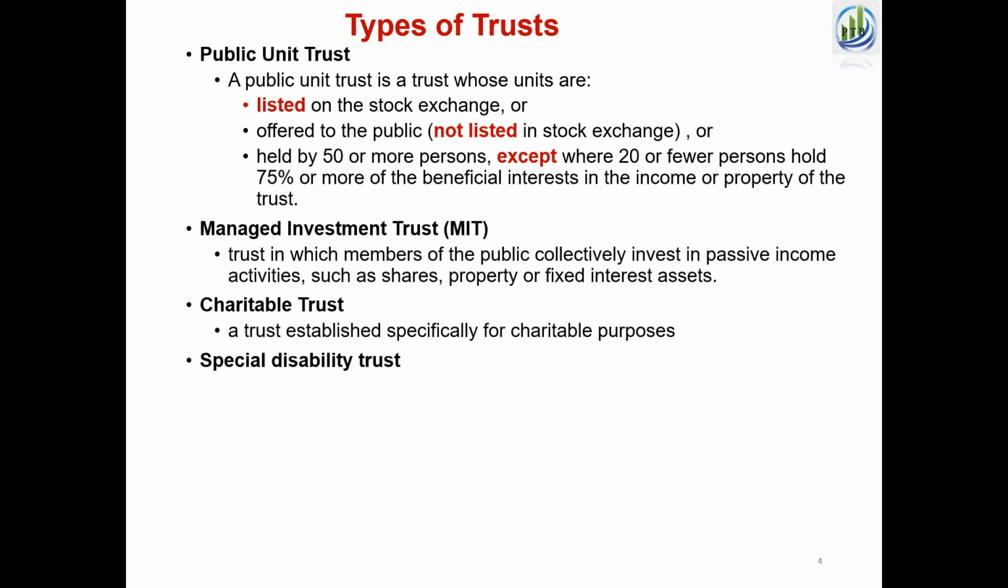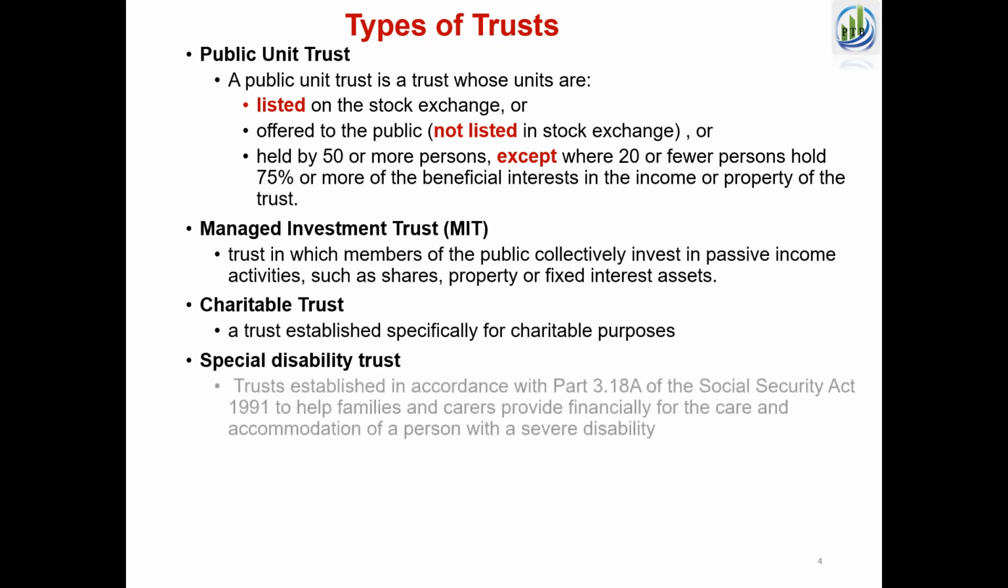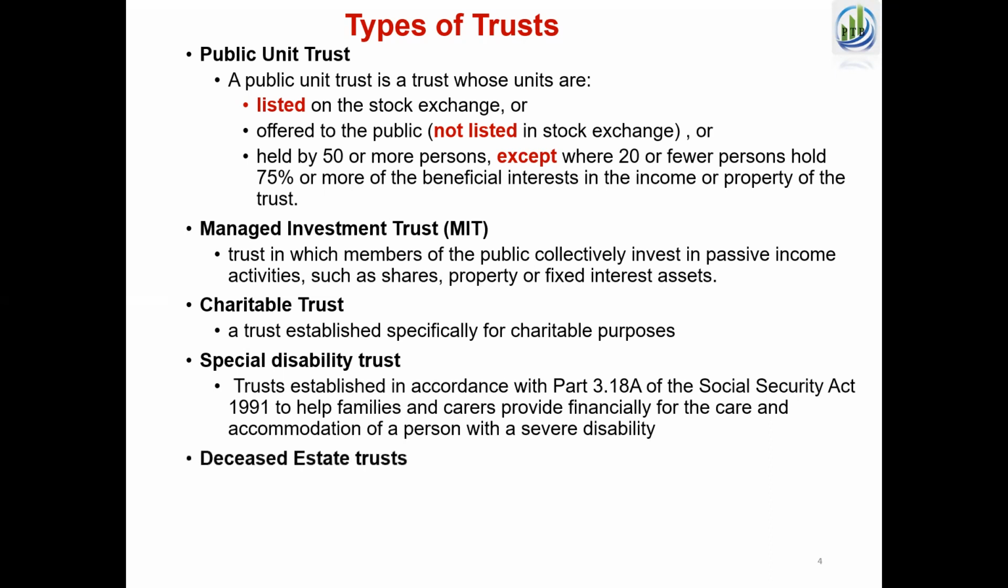Special disability trust. A special disability trust means a family member who is under Part 3.18A of the Social Security Act 1999, if he is declared disabled, the family members can join together and set up a trust to care for that particular disabled person in the family, which has some special offsets and tax rates. That's called a special disability trust.